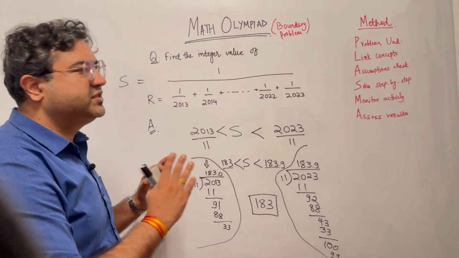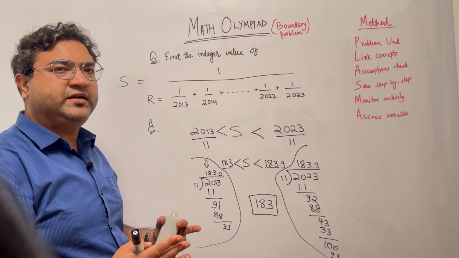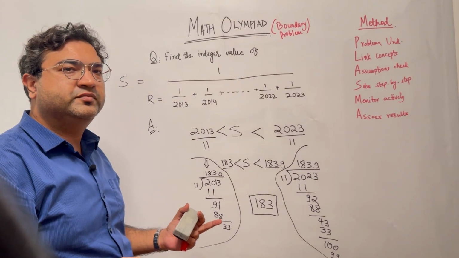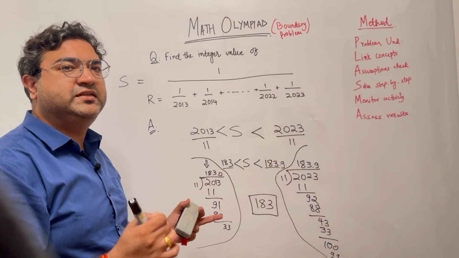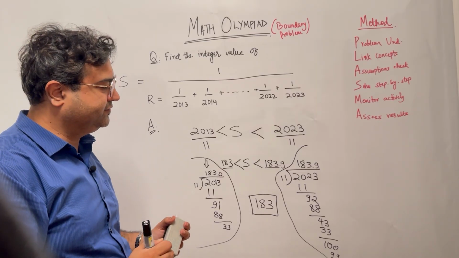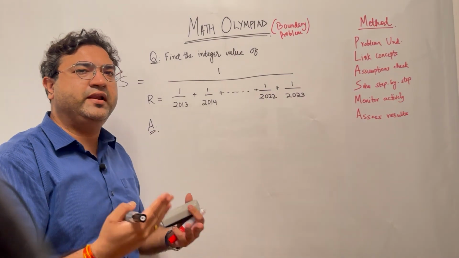Okay, now this is the Math Olympiad problem. Now let's take it one step further and assume that we have to get the first digit after the decimal. Can we do that? Let's see how to do that. So now we have to think a little bit differently.